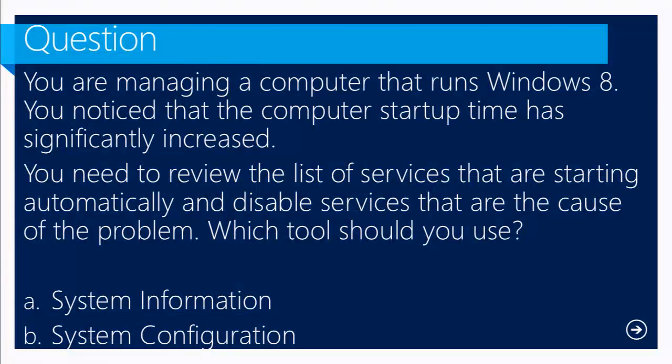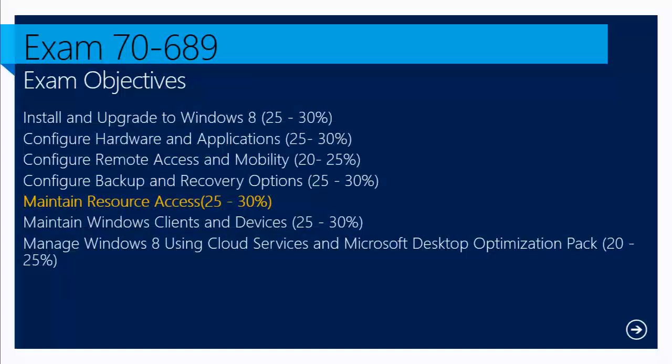All right, question. And hopefully it's A or B. This one got by me. I'm sorry, I changed the template. You manage a computer that runs Windows 8. You notice that the computer startup time has significantly increased. And it's not on here. Oh, it is on here. What do you do for that? Sysconfig, right? Different startup options that you have. And there we go. And never mind B and C and D. Those are irrelevant to what we're doing here.